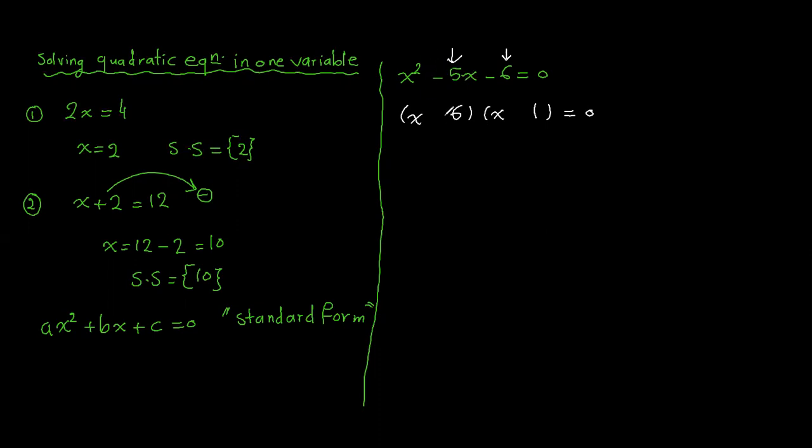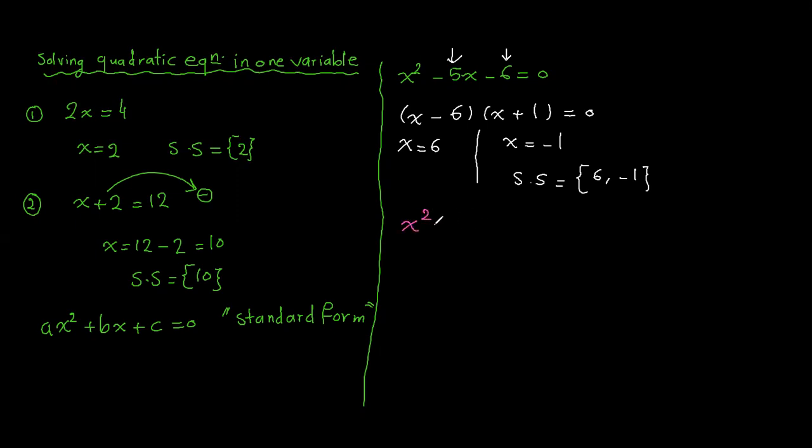So the negative goes with the greater number and the positive with the smaller number. And we want to get x equals 6 and x equals negative 1. So our solution set with the two numbers is {6, negative 1}.